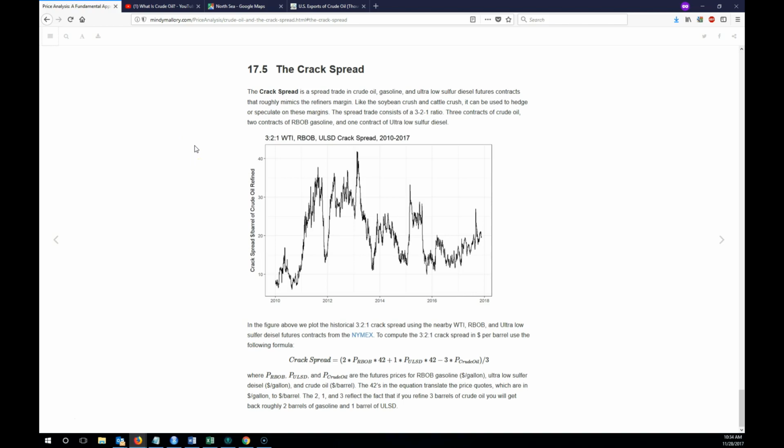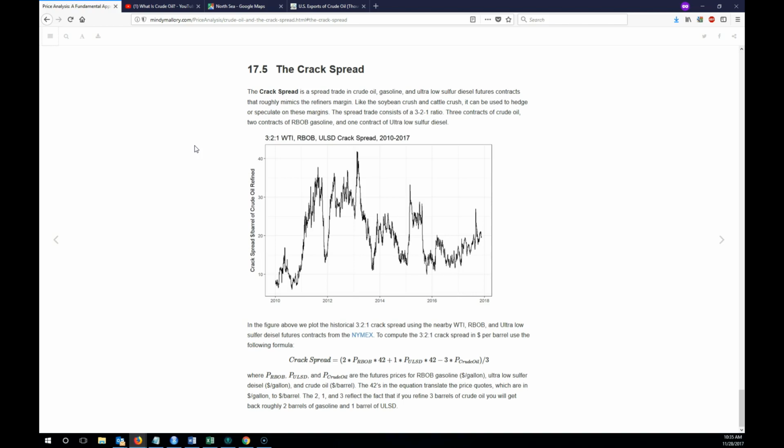So, a note about computing crack spreads. The figure that you see there is constructed using the West Texas Intermediate crude oil futures contract, that's the crude oil contract that trades on the NYMEX exchange; RBOB gasoline, which is the gasoline contract that trades on the NYMEX exchange; and ultra-low sulfur diesel, which is the diesel contract that trades on the NYMEX exchange.